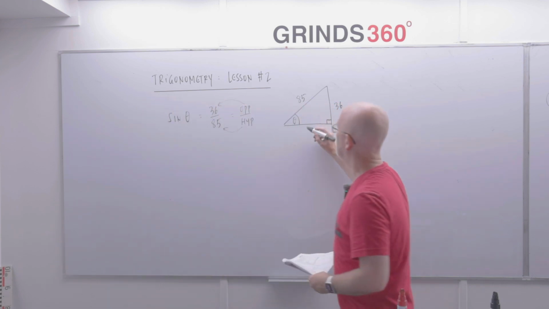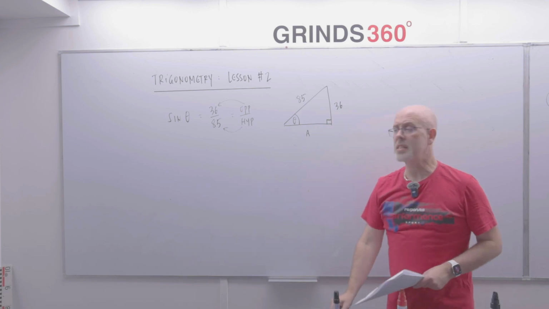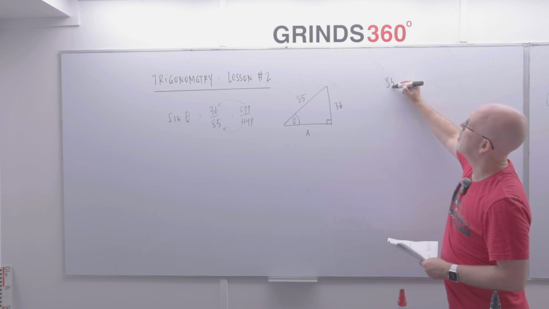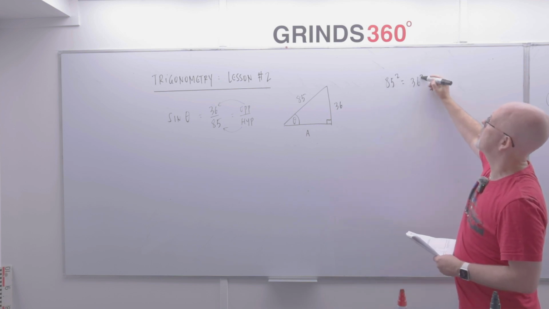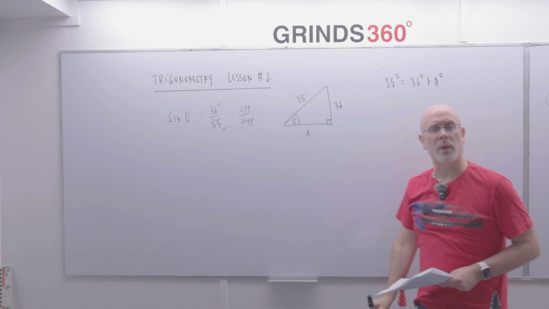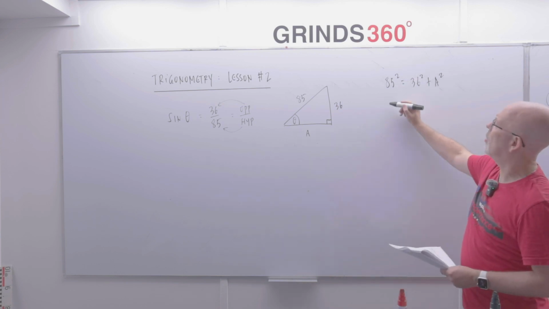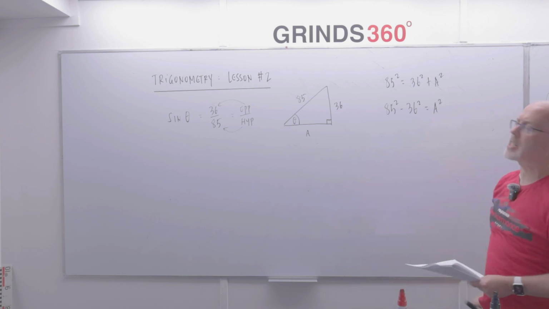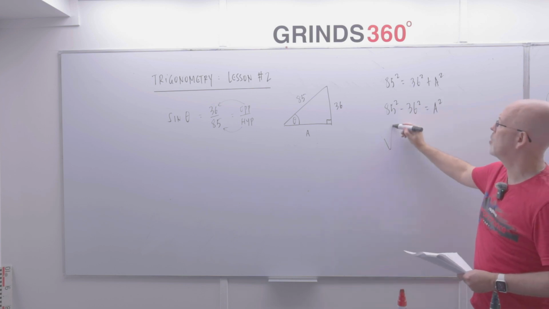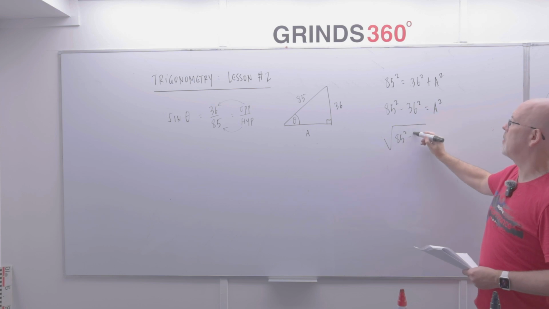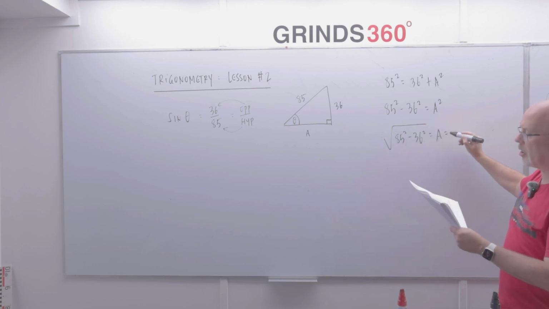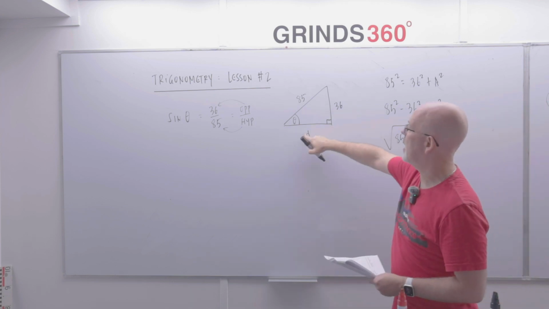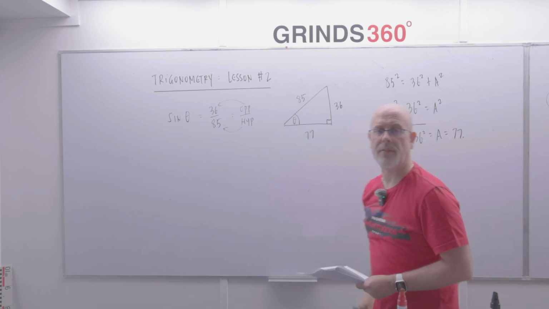So I want to find the adjacent here. Just call it A. If I use Pythagoras again, where's the hypotenuse? Well, it's 85. So we've got 85 squared is equal to 36 squared plus A squared. This is just like we did in the first lesson. Move the 36 across. I get 85 squared minus 36 squared is equal to A squared. Just subtract 36 squared from both sides and then take the square root. The square root of 85 squared minus 36 squared is equal to A, and that comes out at 77, a whole number. So this side here then is 77.